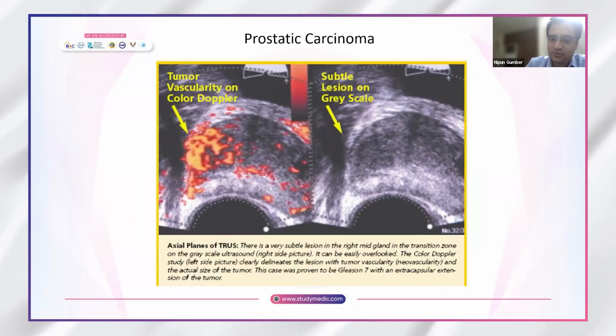Just to summarize again, if you want to see BPH, that is benign prostatic hyperplasia, transabdominal ultrasound is sufficient. But if you are suspecting carcinoma, like if you have a patient with increased PSA or any abnormal per rectal examination, always do a transrectal ultrasound, because carcinoma is easily detected on transrectal ultrasound. And still, if you are confused whether it is a carcinoma or not, then you should go for MRI, multiparametric MRI prostate for further evaluation.